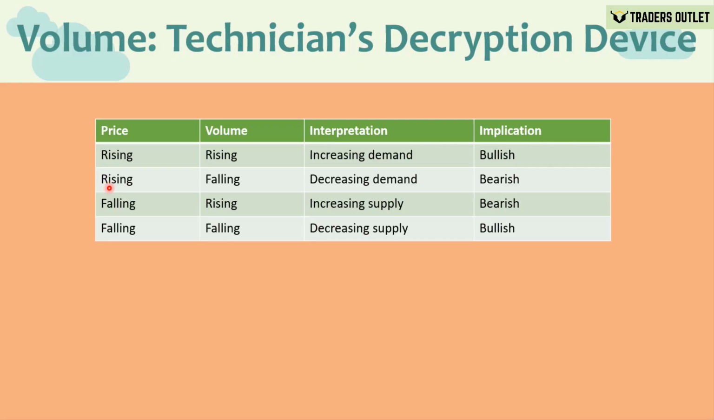But on the other hand, if prices are rising but volumes are falling, that means that the demand is decreasing. The prices are increasing, getting higher, but there are fewer trades. In other words, fewer and fewer traders and market participants are comfortable with the higher prices, and the buyers are staying away basically from this rising market.